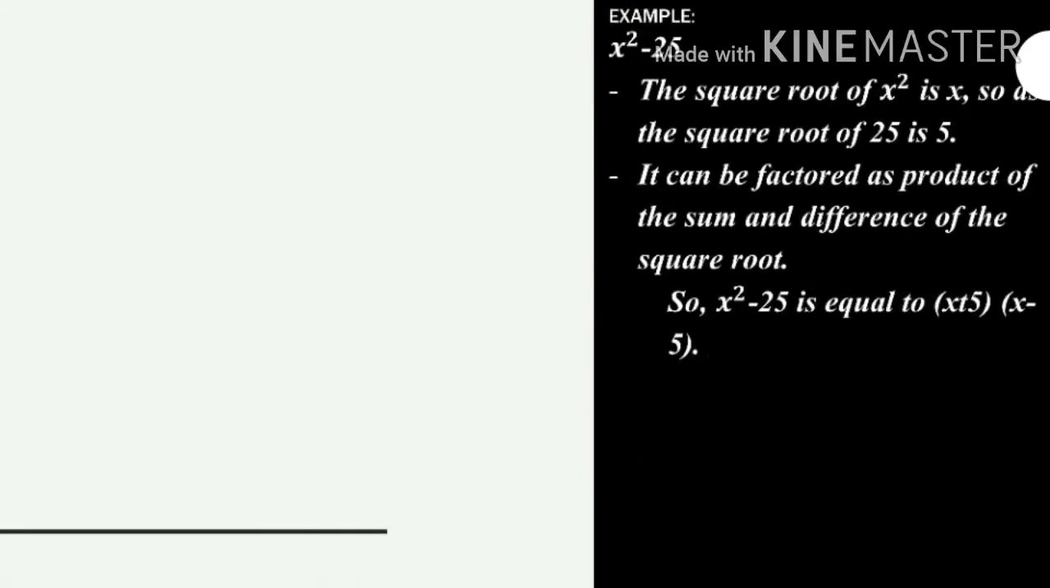So, example, class: x squared minus 25. The square root of x squared is x, and the square root of 25 is 5. It can be factored as the product of the sum and difference of the square roots. So x squared minus 25 is equal to (x plus 5) times (x minus 5).